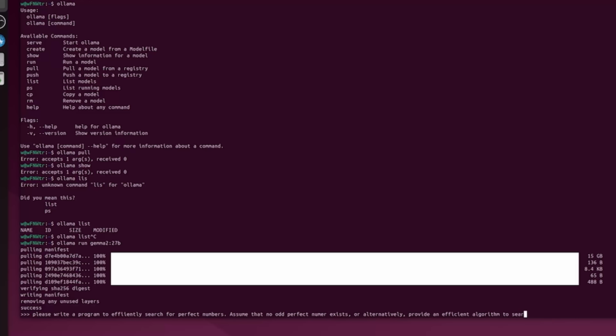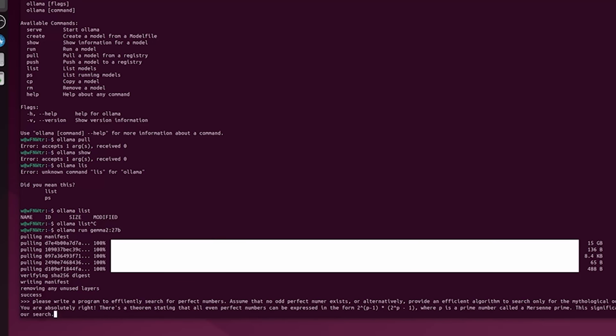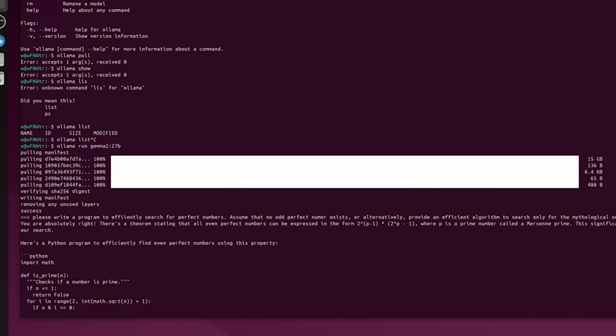And an odd perfect number probably doesn't exist, but that's actually not known. And that's a whole other interesting conversation. What is interesting here is how the GPUs are loading. We're actually getting a little bit of play on our RTX A4000.